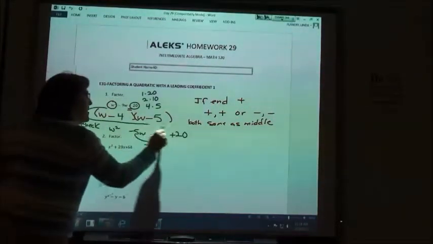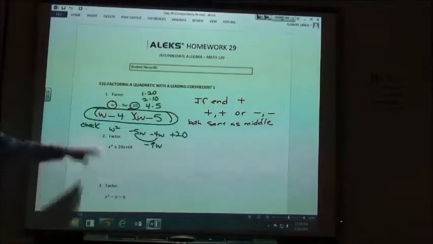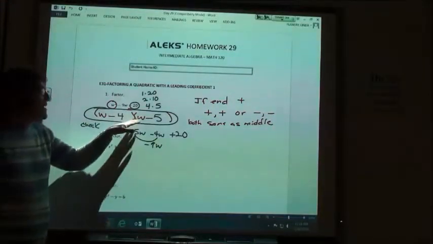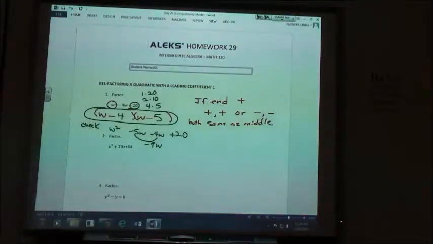When you enter it in, yes, you do need the parentheses, so W minus 4 in parentheses times W minus 5 in parentheses. And that's going to be your answer.